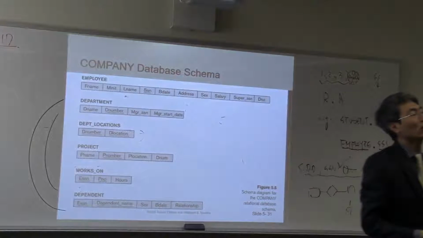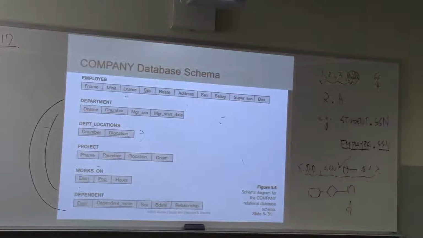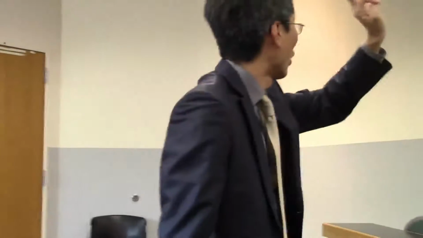Okay, so that is the three major constraints. One is the key constraint. Second, entity is non-null. And third one is foreign key, referential integrity. There are other types of constraints you can create.